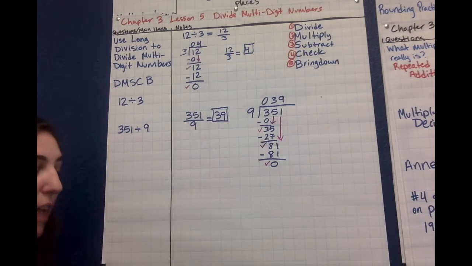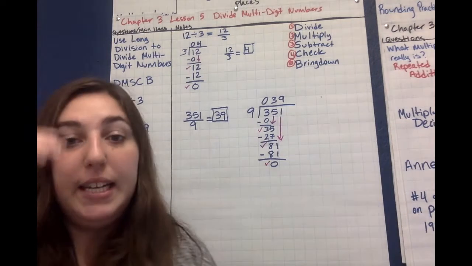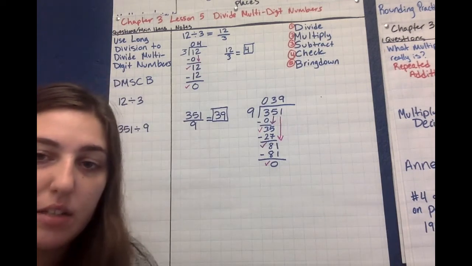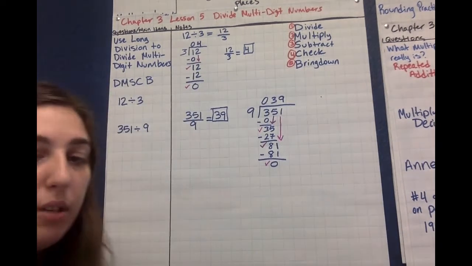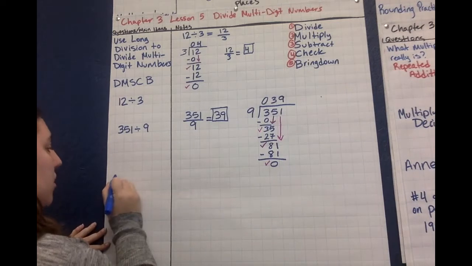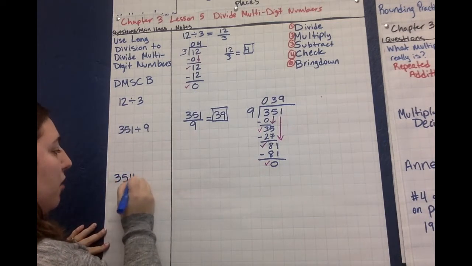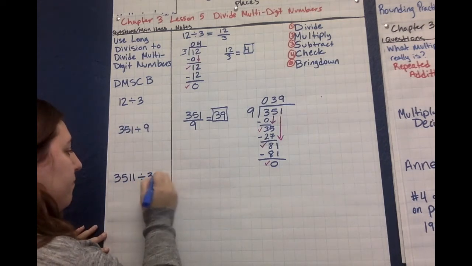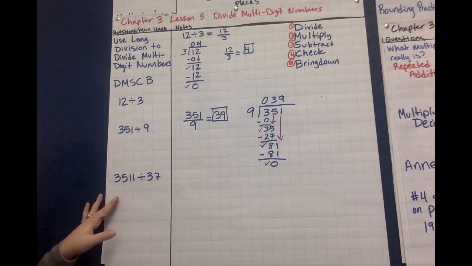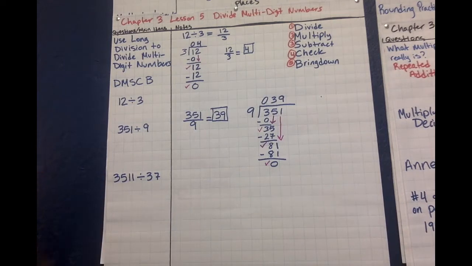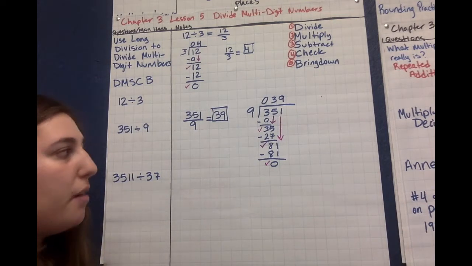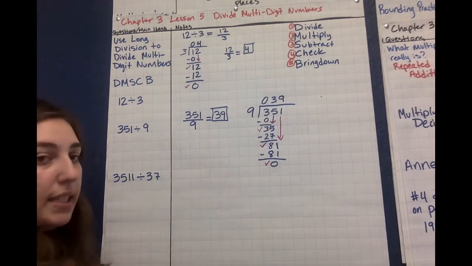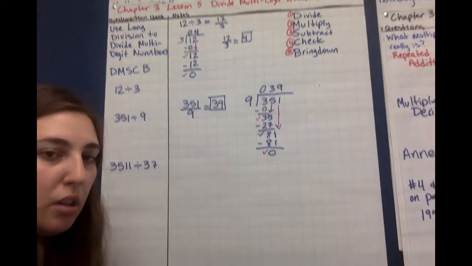All right. Now we're going to try one. It's a much bigger number, and then that's it. So the last one we're going to do is 3,511 divided by 37. So now we're dividing a multi-digit number by a double-digit number, okay? So this is where it gets a little harder. We're just going to take it step by step again, and I'm going to lower this a little bit.